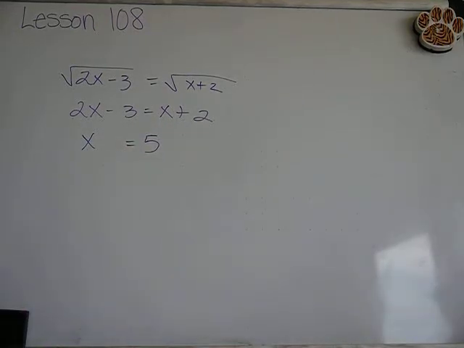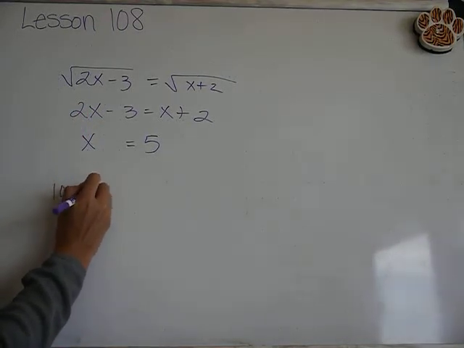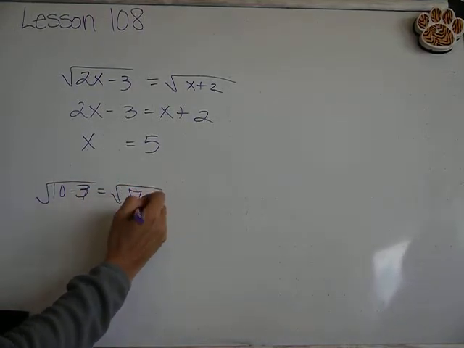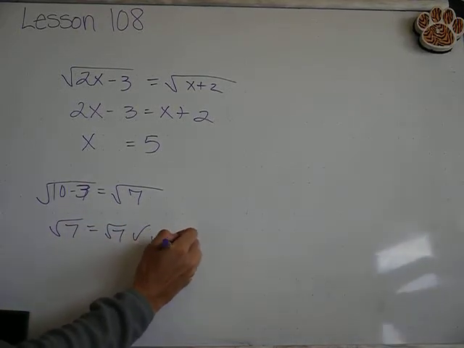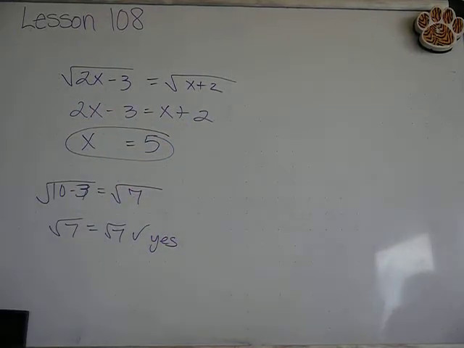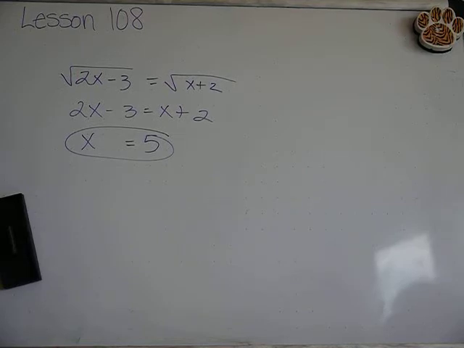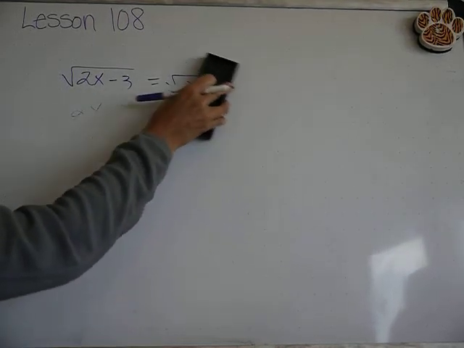Yes. And then I'm going to check it. It works. 10 minus 3 equals square root of 7. Square root of 7 equals square root of 7. Check, yes. There it is. Okay, the rest is practice. How many practices are there? Looks like there's only 2, but let me check in the book. 2, you guys, only 2 practice problems for that one.